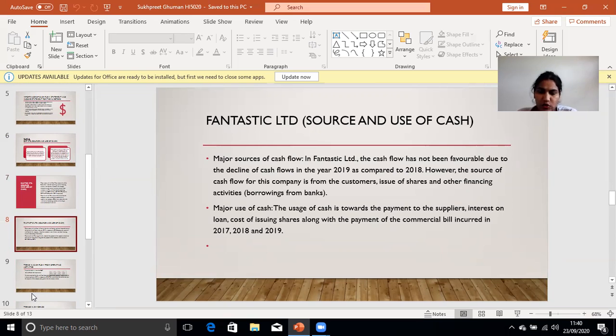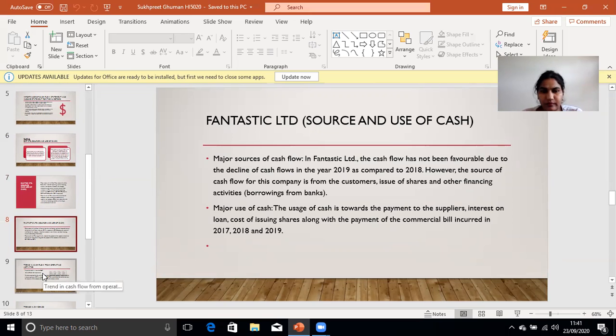Moreover, major use of cash. The uses of the cash in Fantastic Limited are toward the payment to the suppliers, interest on the loan, and cost of issuing shares, along with the payment of the commercial bill incurred in 2017, 18 and 19.